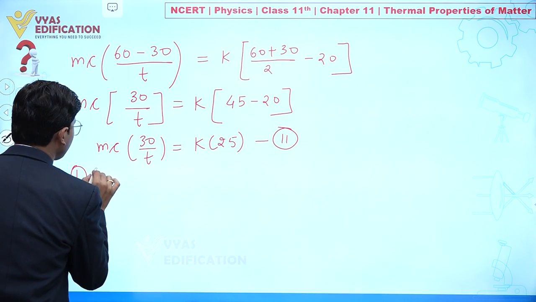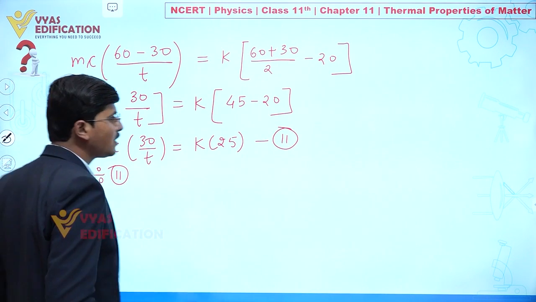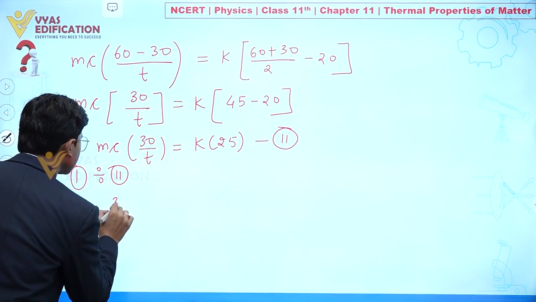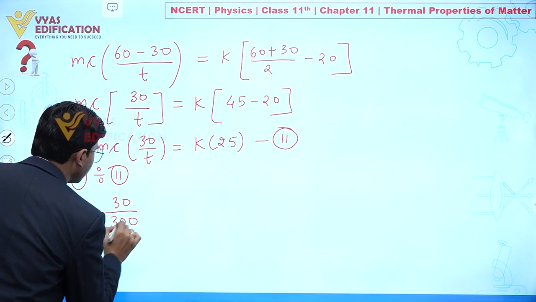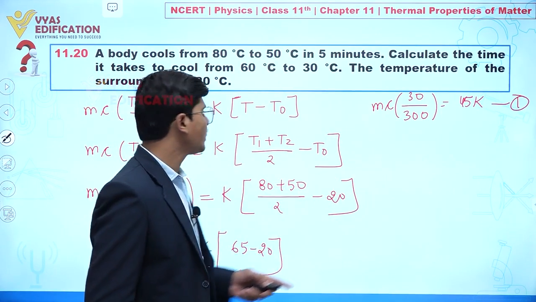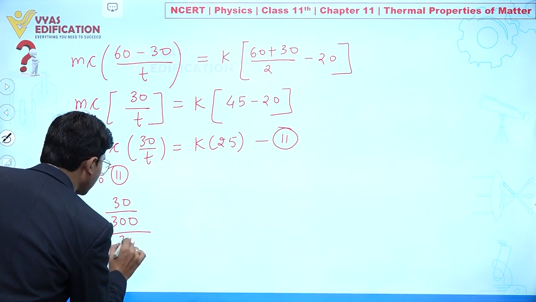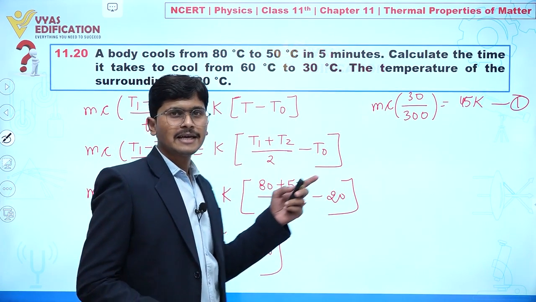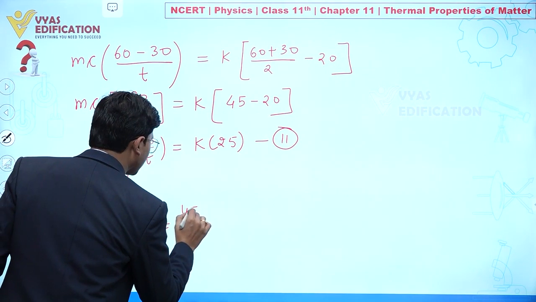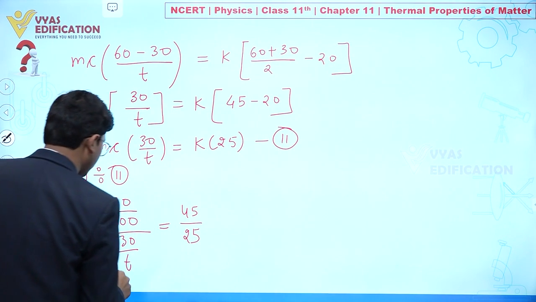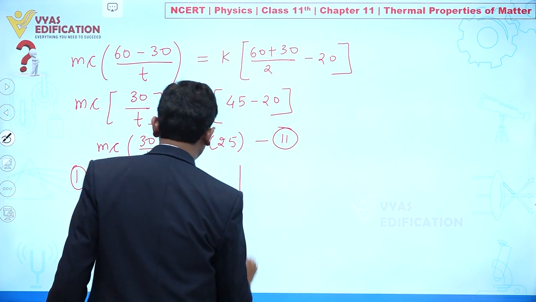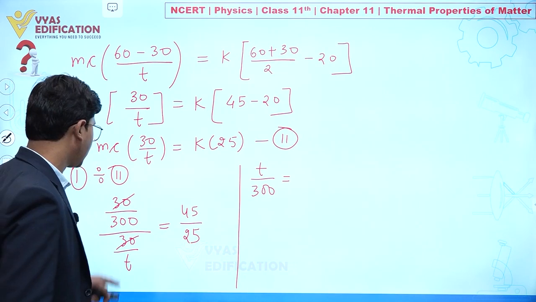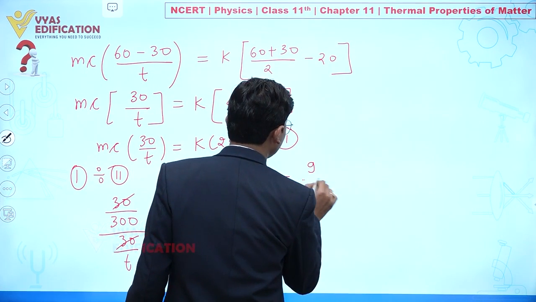So divide equation 1 by equation number 2. In the equations mc and mc cancel out, so directly we have 30 by 300 divided by 30 by t, and this should equal 45 divided by 25, since K and K cancel out. From here 30 and 30 cancel out, so we get t by 300, and this should be equal to 9 by 5.